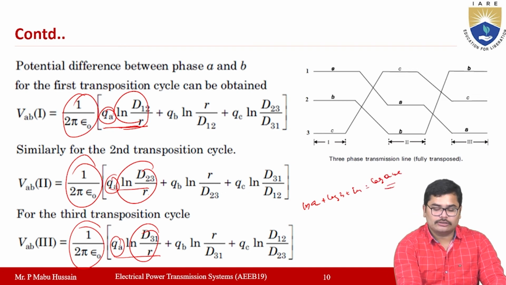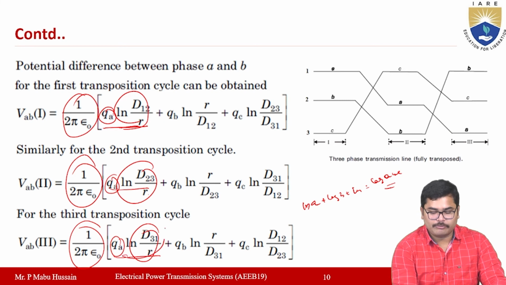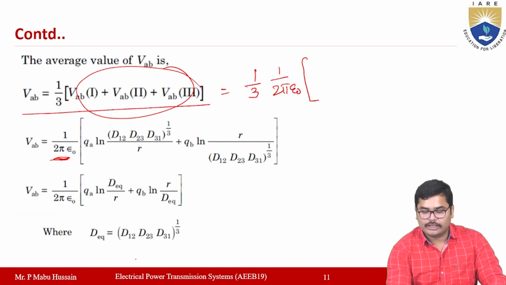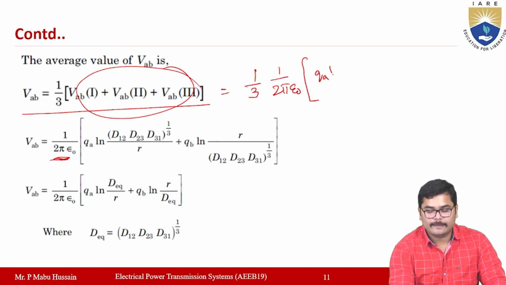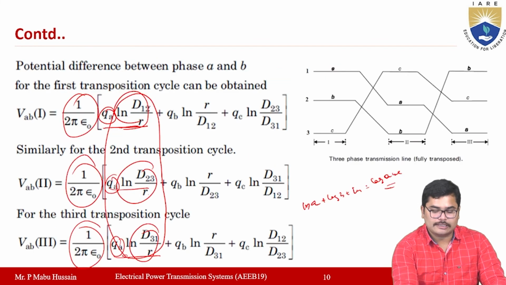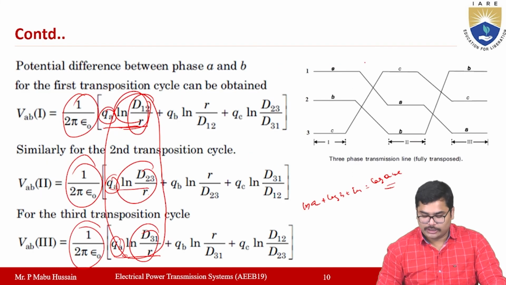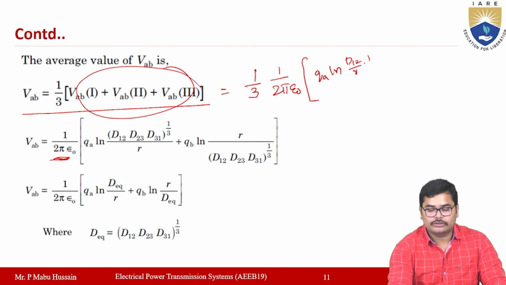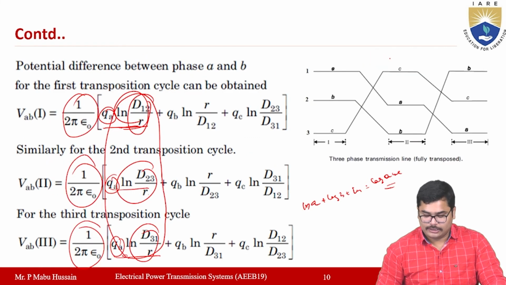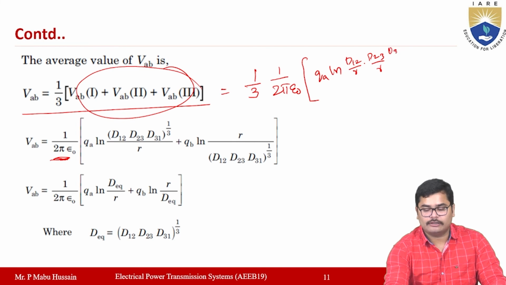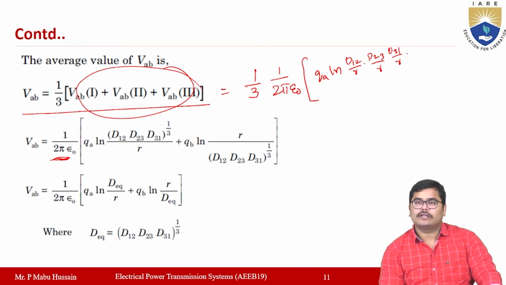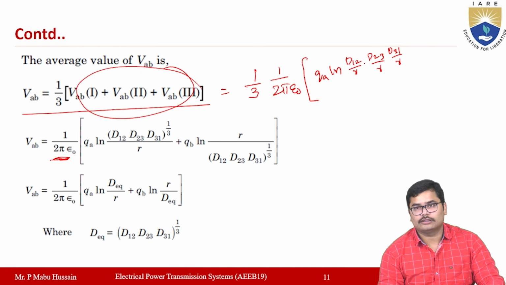So by using that, you can write this summation of first terms will be equal to qa ln product of all these: d12 by r, then d23 by r, then d31 by r. Okay, this is the summation of first three terms.